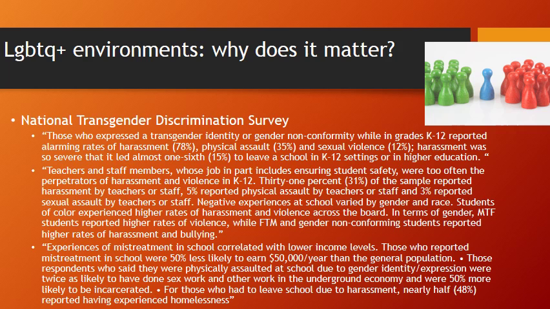Those who said they were physically assaulted at school due to gender identity and expression were twice as likely to have worked in the underground economy, including sex work, and 50% more likely to be incarcerated. Nearly half who left school due to harassment, which, as we know, is almost a sixth of these students, reported having experienced homelessness. So it really matters, figuring out how to make schools safe and competent for queer and trans youth is hugely important.